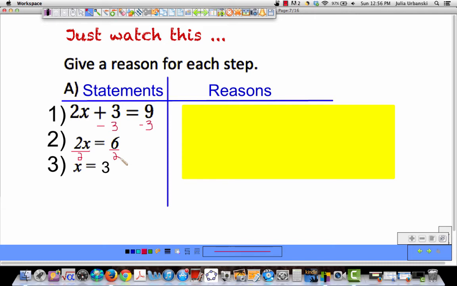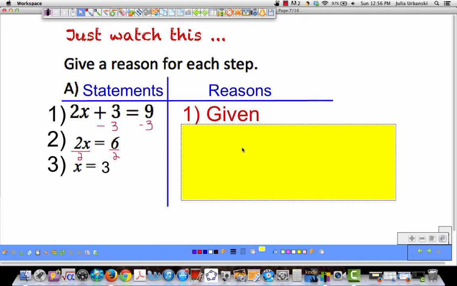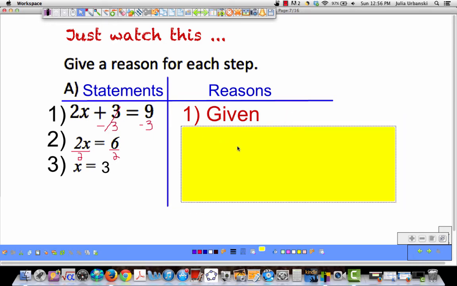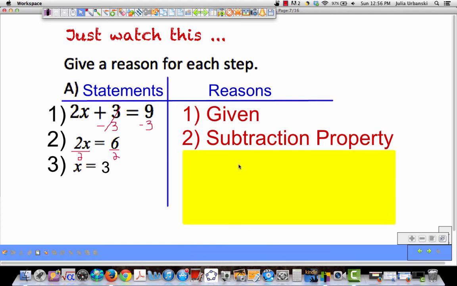Alright, so let's put that into a proof form now. This first equation was given to you as the problem that you were supposed to solve, so that was given information. But number 2, you have to write down the reason of how you got from here to here. And what we did was we subtracted 3 from both sides. Okay, that would be the subtraction property that we had on the front page. You're allowed to subtract the same thing from both sides.